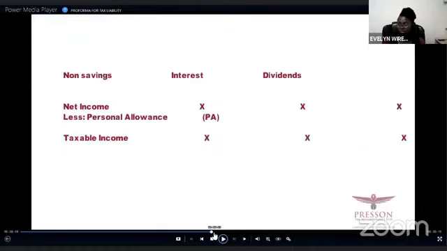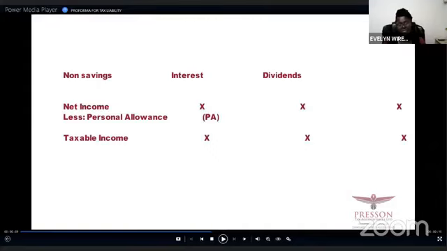Okay, so when you look on the screen, when we arrive at the net income, that is after we've taken the deductible income, the next stage is to take away your personal allowance, because we are looking at individual tax, which is separate from corporation tax. So that's what we are looking at, income tax. The personal allowance for 2020-21 is 12,500.